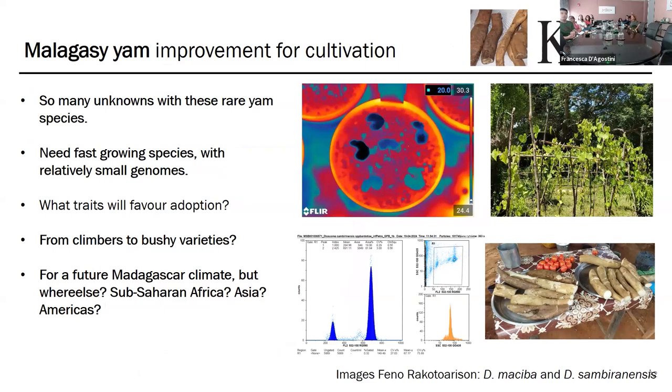But what do farmers want? Well, lots of these plants will sprawl everywhere and they'll grow big. And that's not something really amenable to agriculture. So what we're thinking is, can we reduce plant size to something like a bushy variety rather than a climbing variety that could help in bringing these from the wild into the field?